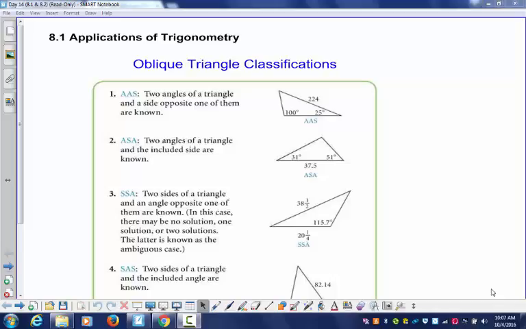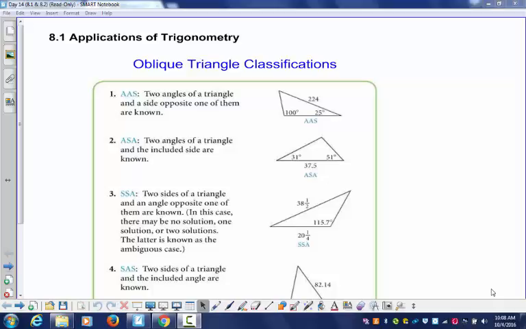The way we started the semester was solving triangles, and that was a pretty easy skill, but we only dealt with right triangles. And the whole gig in chapter 8 is that we want to solve triangles that are not right triangles. And triangles that are not right triangles are called oblique. And so the first thing we're going to do is take a look at the different types of oblique triangles.